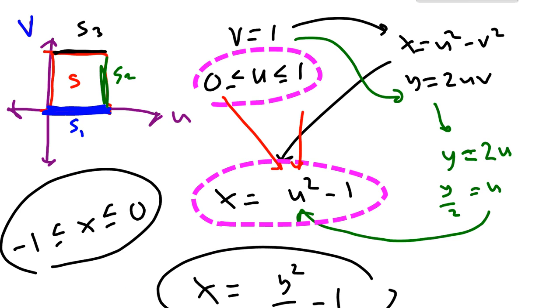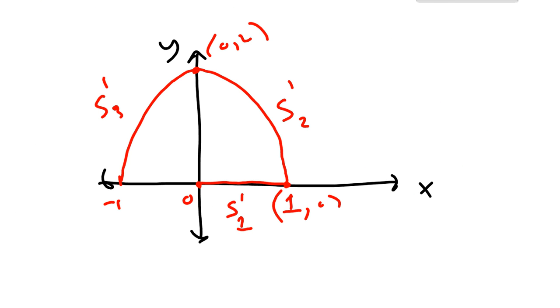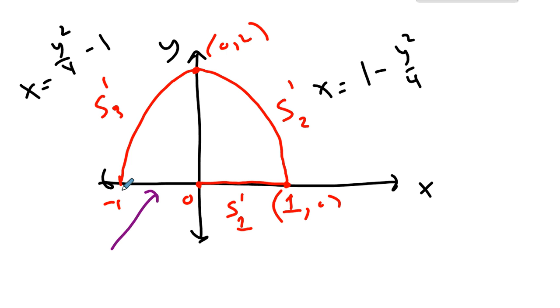oh, where did I go with it? Oh, there it is. Sorry. There it is right there. So you can see it's y squared over 4 minus 1. So that's this equation, x equals y squared over 4 minus 1. This one's x equals 1 minus y squared over 4. And you can kind of guess that this last part is going to just be this missing line here.